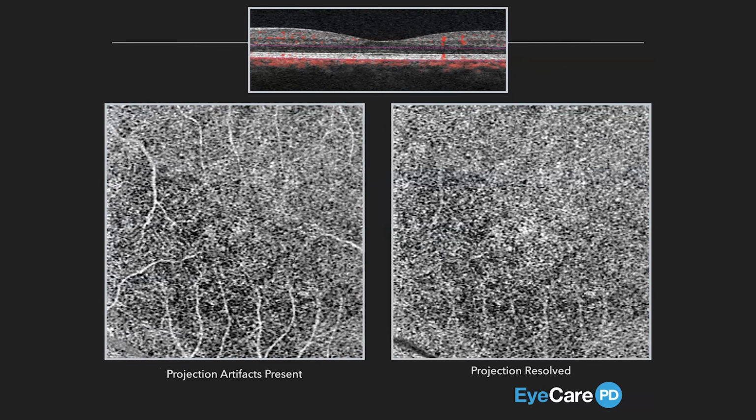Here, you see the same slab with the image on the left demonstrating artifacts, but the image on the right is projection resolved. That means that image processing techniques have been used by the OCTA device to remove, or at least drastically reduce, the projection artifacts. This results in a cleaner image that can now be used to look for evidence of, for example, macular neovascularization. Of course, this is a normal eye and no MNV is present. But when looking for MNV, understanding and eliminating projection artifacts is critical.